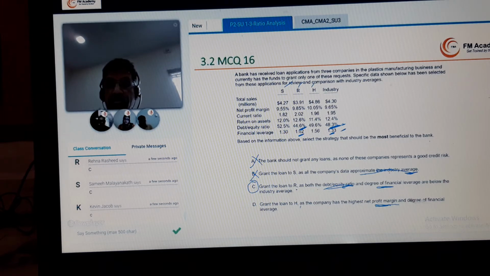But the highest degree of financial leverage is on the opposite side. You should give the loan to the company with the lowest financial leverage. That's a company which should really have fewer creditors. So this is wrong. The highest degree of financial leverage is inconsistent with your objective. So C is the only right answer.